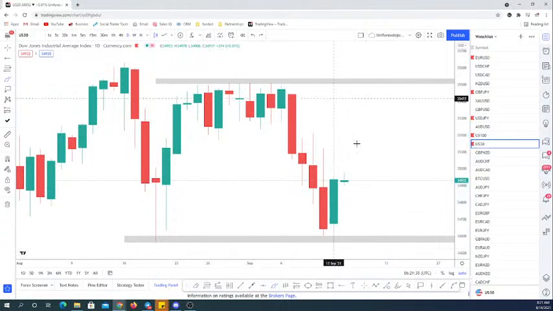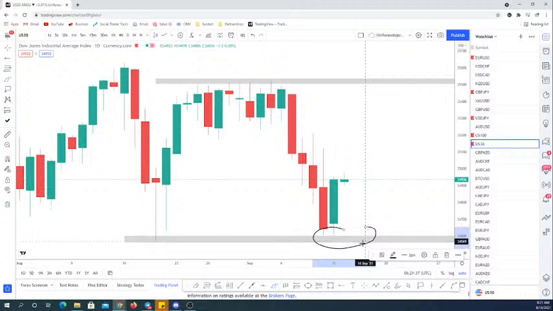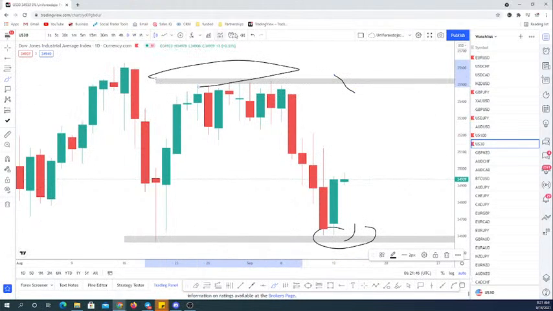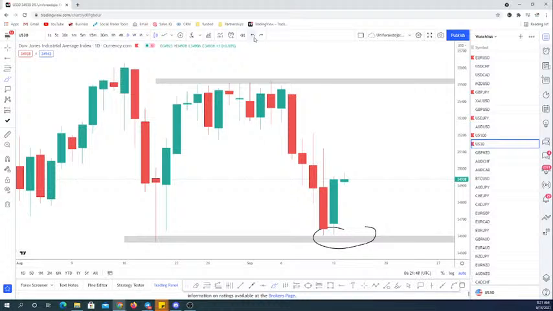So I would wait for price to come into this area, watch what it does, and then buy, or push up to this area, watch what it does, and then buy. There's a lot of liquidity just laying at these levels. So also be careful you don't get wicked out.